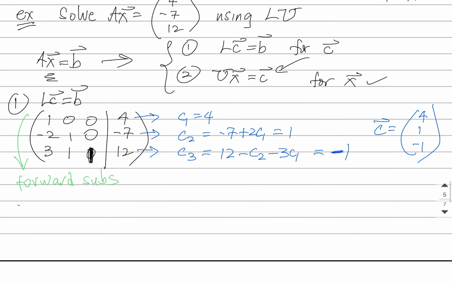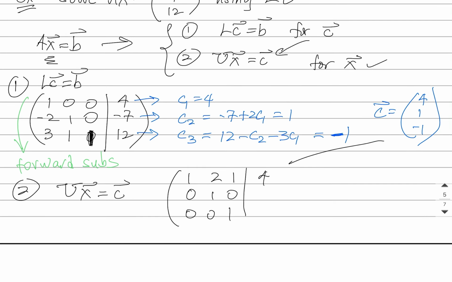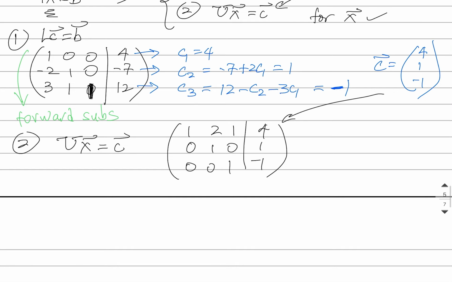So now I have to solve UX equals C for the variable that I really want. This is where I use the U that I constructed. U is this: 1, 2, 1; 0, 1, 0; 0, 0, 1. And I put the vector that I just found as the answer over on that side. This process is called backward substitution. So what does that mean?